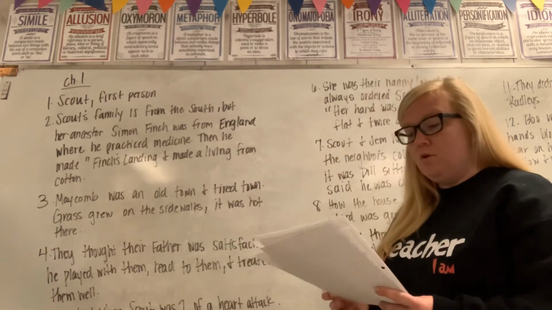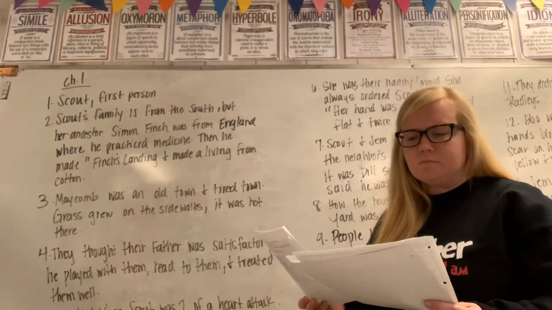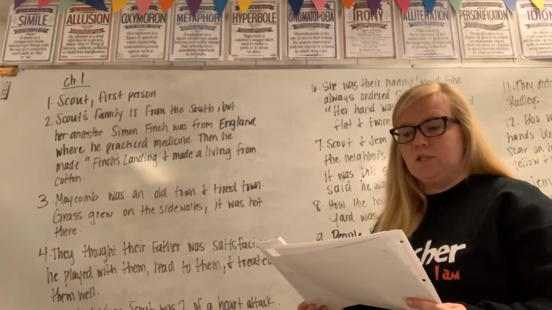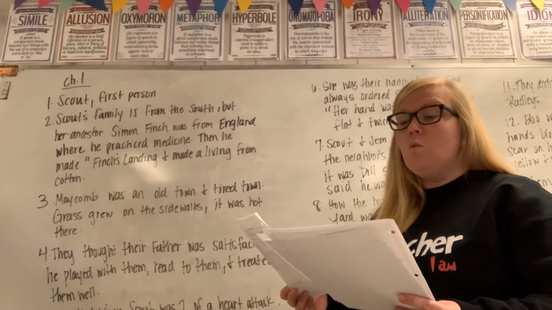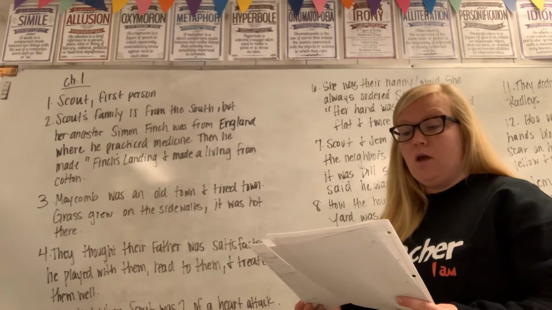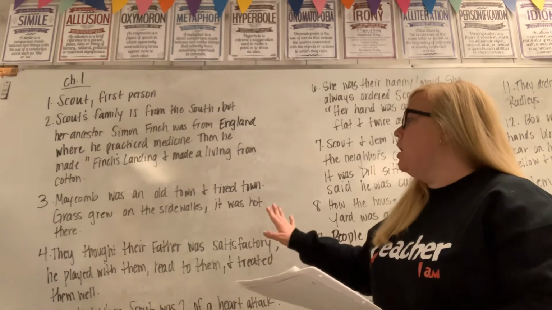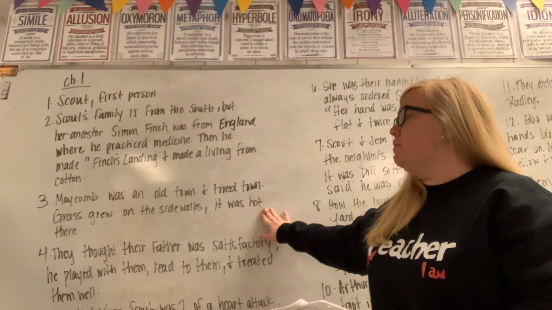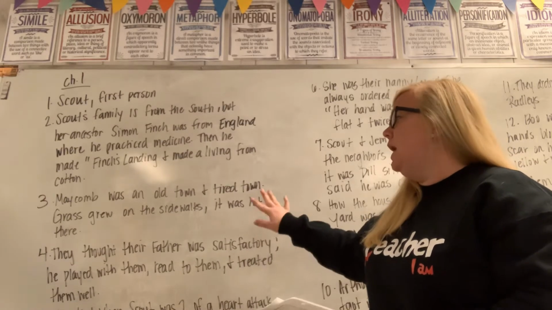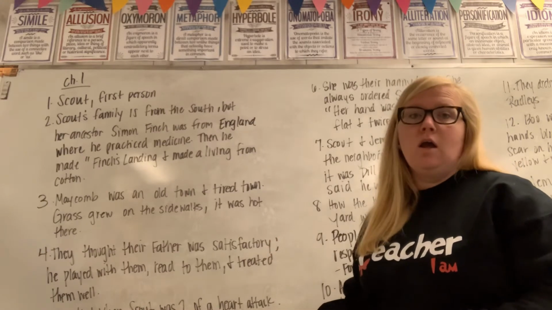Okay. Number 3, the novel is set in Maycomb, Alabama, and this is an actual place, in the 1930s, during the Great Depression. I'm sure many of you know about what the Great Depression is. And it says, how does the narrator describe the town, and what indicates that most of the townspeople are poor? So number 3, we're going to put Maycomb was an old town, a tired town, grass grew on the sidewalks, and it was hot there.